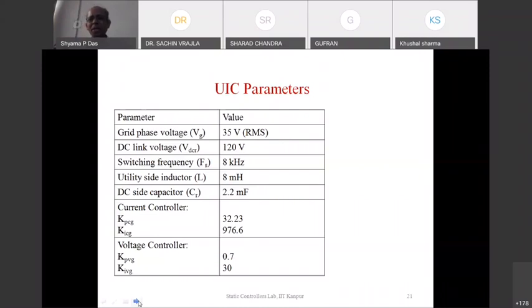Okay, so these are basically evaluated. We have used some technique, but ultimately, using the values that we obtained from the transfer function, we tried the simulation, and from the simulation we have fine-tuned the values. Next slide, please.